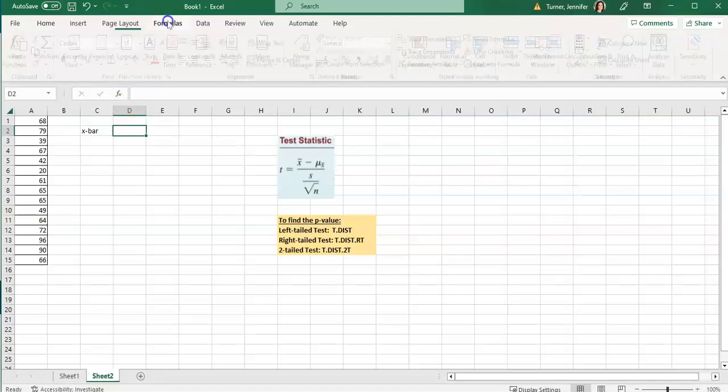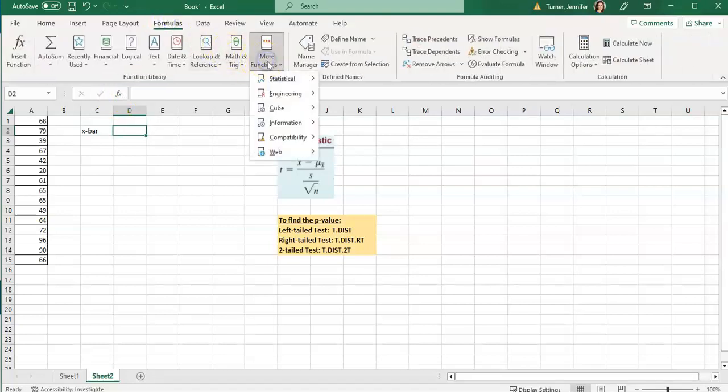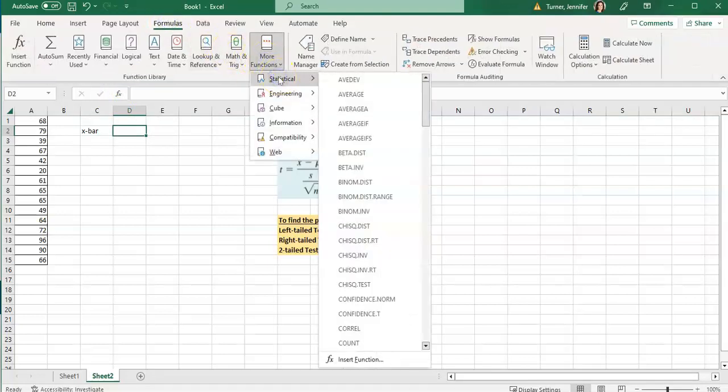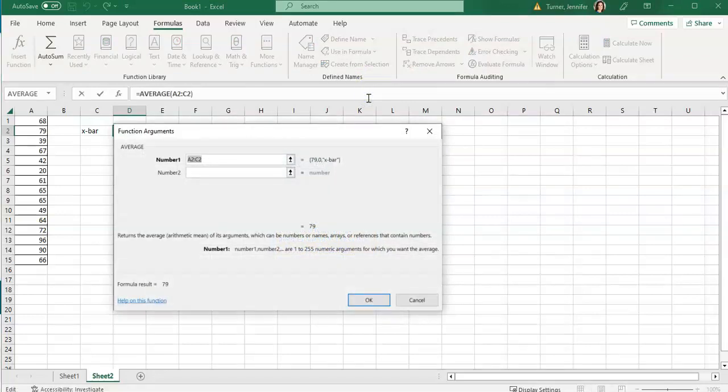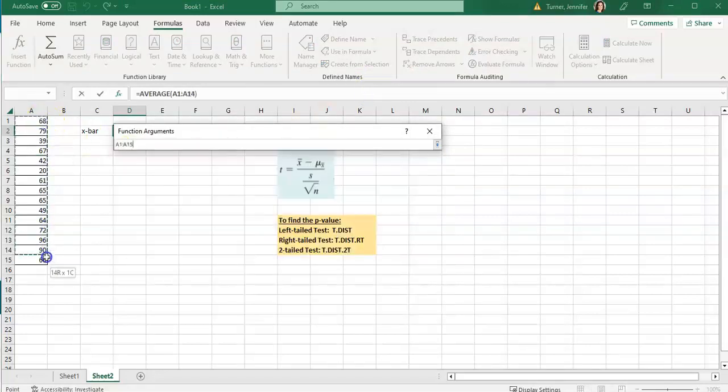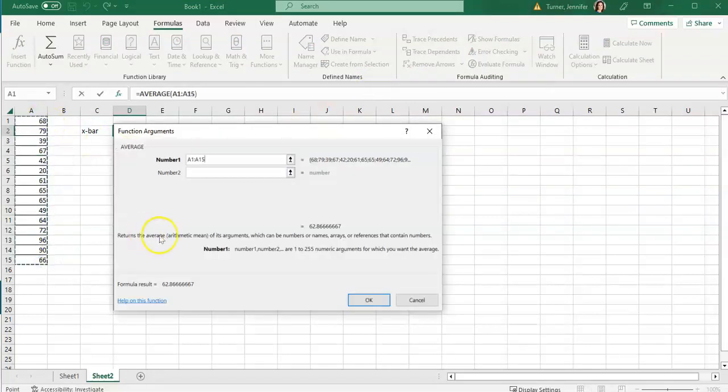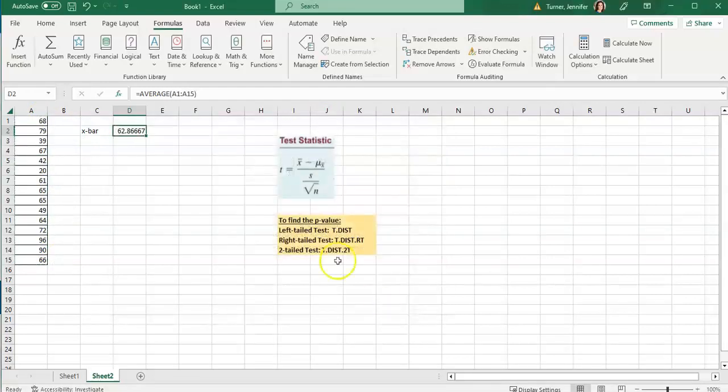We can do that by going to formulas, more functions, statistical, and the name of the formula for a sample mean is called AVERAGE. So we're going to click on AVERAGE, and then we're just going to go highlight the numbers that were in our sample and click OK. So this number right here is the sample mean for the sample we were given.